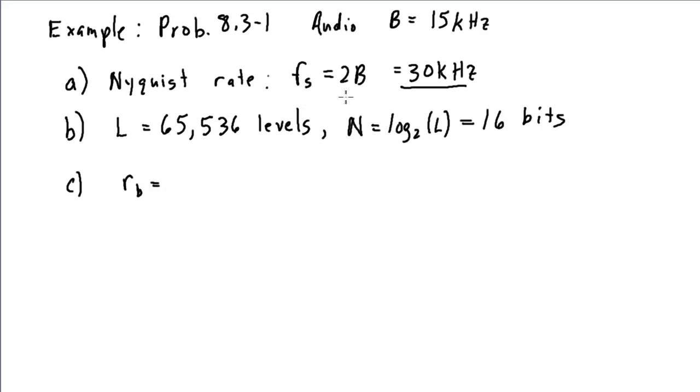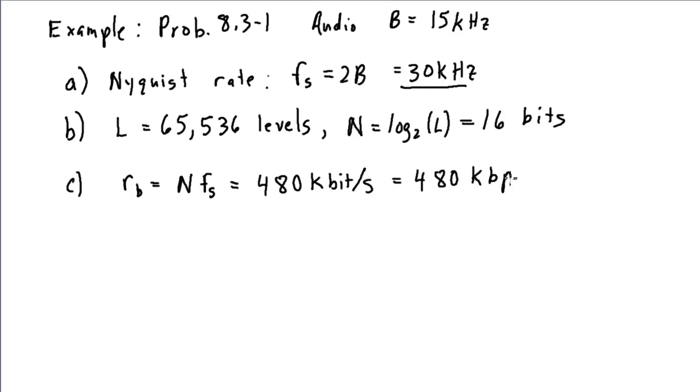The corresponding binary rate, the number of bits that we have to record then, would be, for we're recording samples at a 30 kilohertz rate, and for each sample we have to record 16 bits. So the required binary rate is just N times fs, or 16 times 30. That's 480 kilobits per second. You'll also see bits/second, abbreviated as BPS, bits per second. You'll see both of these notations.